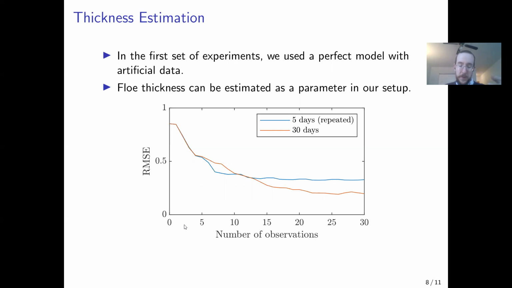So when we estimate flow thickness within this framework, we actually do fairly well. What we do is we assume a distribution of thicknesses between 0.5 meter and 6 meters, and it's a uniform thickness for each flow. And in this perfect model setup, even with a short trajectory, we can get a pretty good estimate of the true thickness.